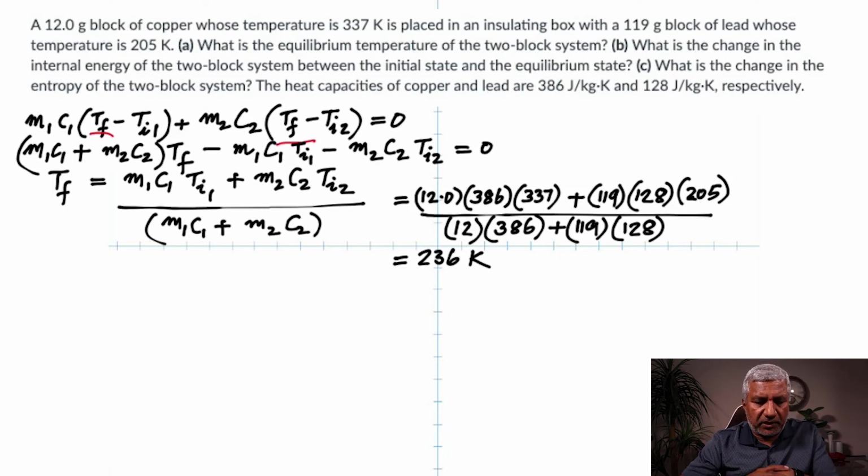Going on to the B part, can somebody give the answer? If you have not seen the problem yet, and if you've taken a couple of chances, you might remember it. What is the change in the internal energy of the two block system between the initial and the equilibrium state? Or rather, between the initial and the final state, what is the change in internal energy of the two block system? That's a conceptual question.